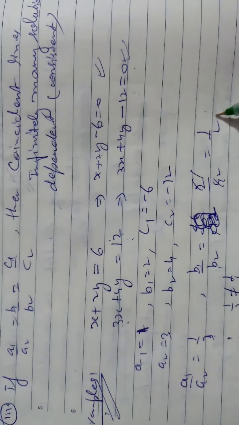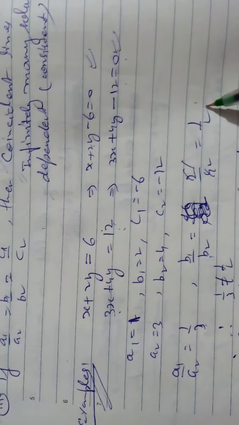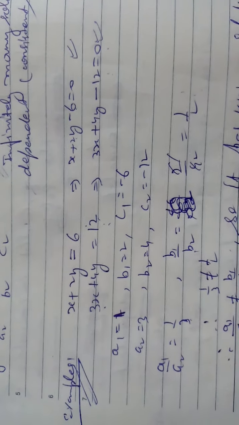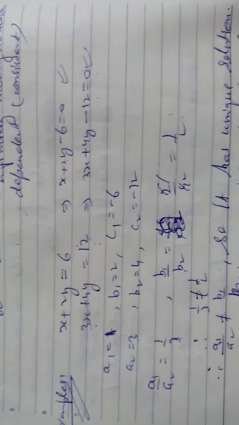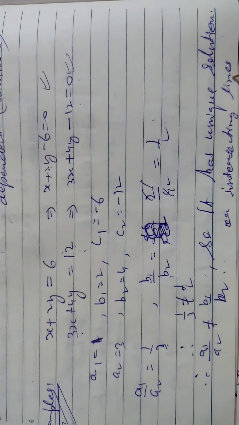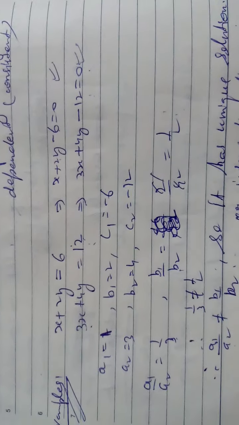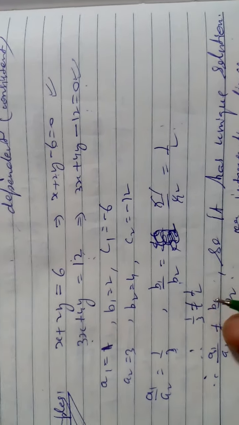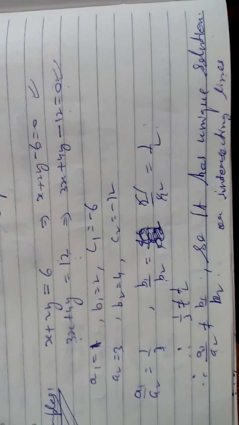1 by 3 is not equal to 1 by 2, meaning a1 upon a2 is not equal to b1 upon b2. So it is confirmed it has a unique solution, or intersecting lines. Without drawing we have got the result. It is a very important part. For any method you can check this for confirmation of your result.